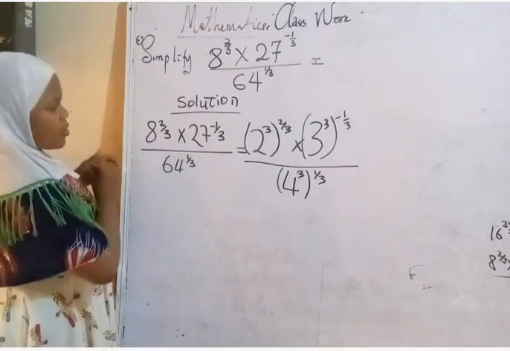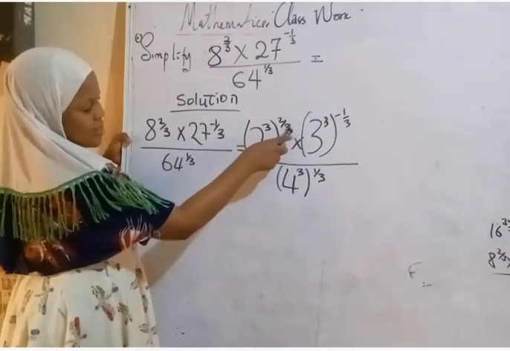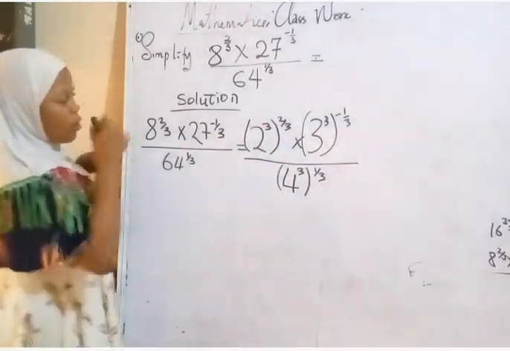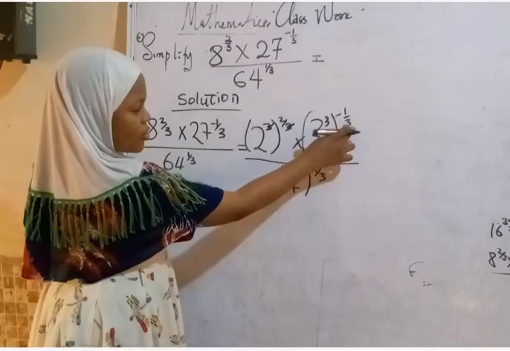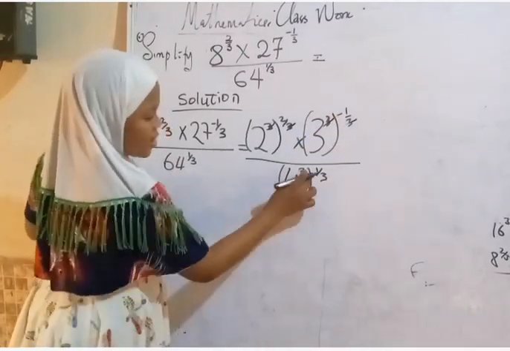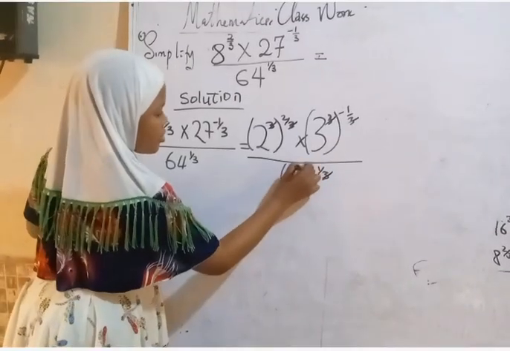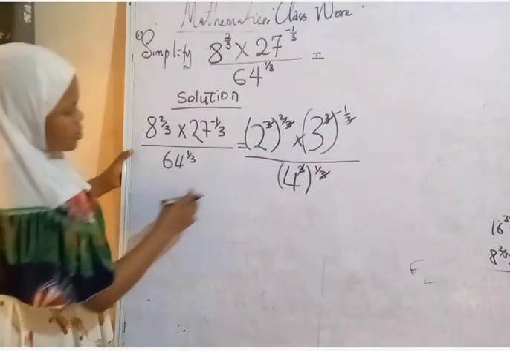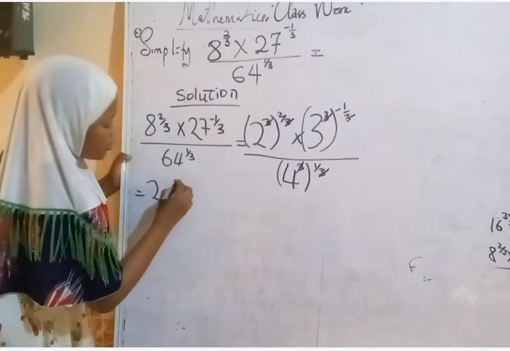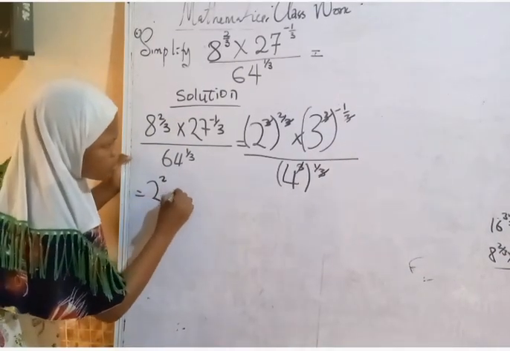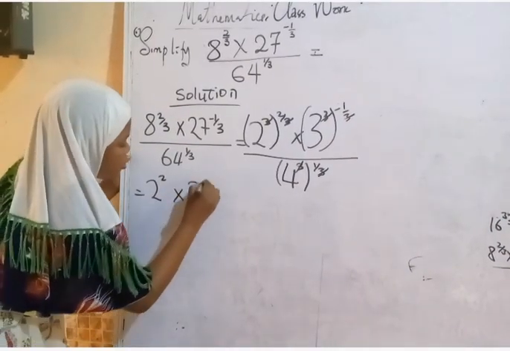You know this and this are the same thing. So you are going to cut both of them. This and this are also the same thing. You cut it. This and this are also the same thing. Cut it. Equal to 2 raised to power 2, raised to power minus 1, okay.